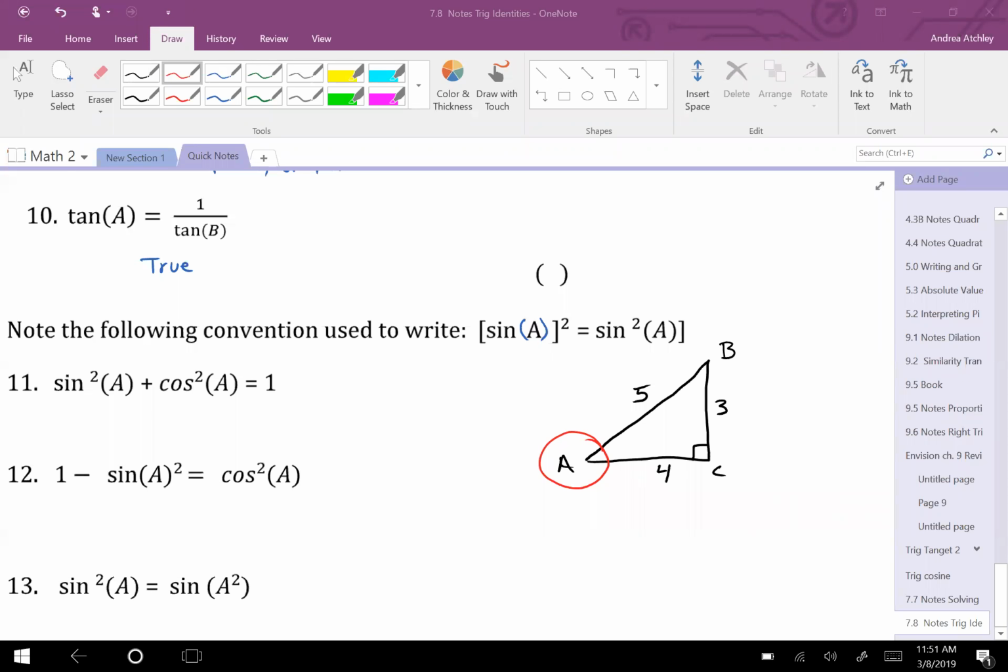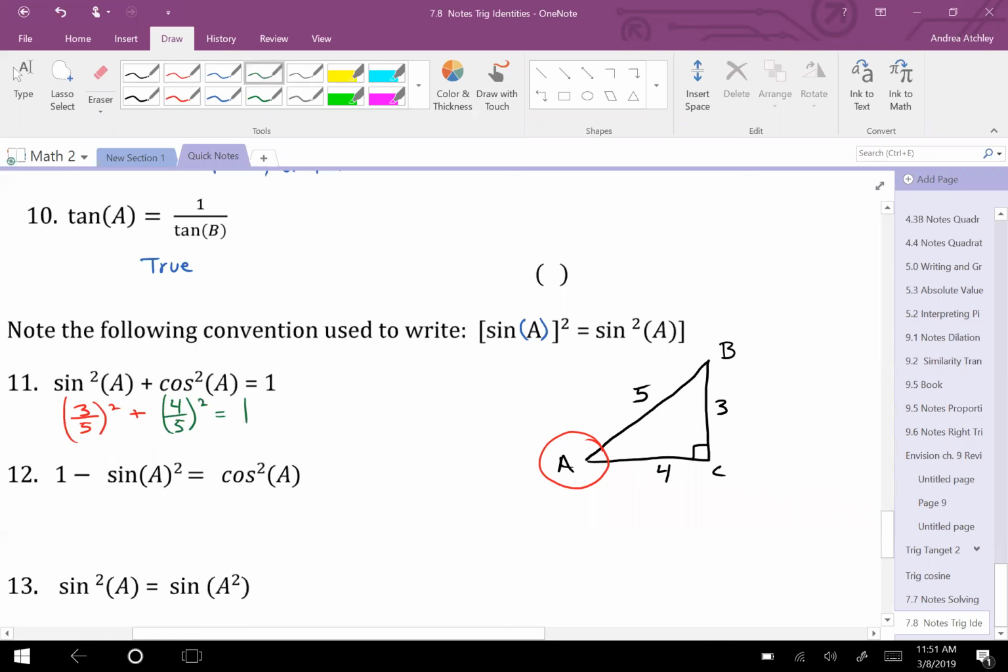Okay, so what did we get for the sine? Daniel, what did you get for the sine? 3 over 5. So we're going to do 3 over 5, and then we're going to square it, plus, Sam, what did you get for the cosine? 4 over 5, and then square it. Does that equal 1? Okay, don't use calculators.